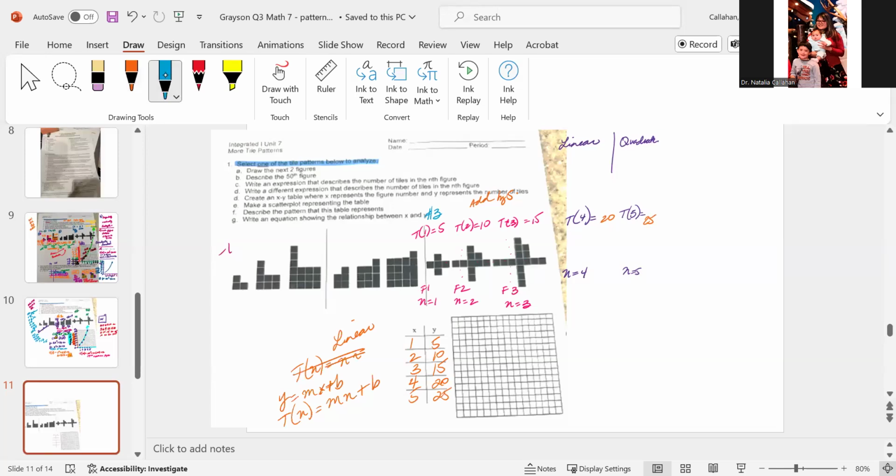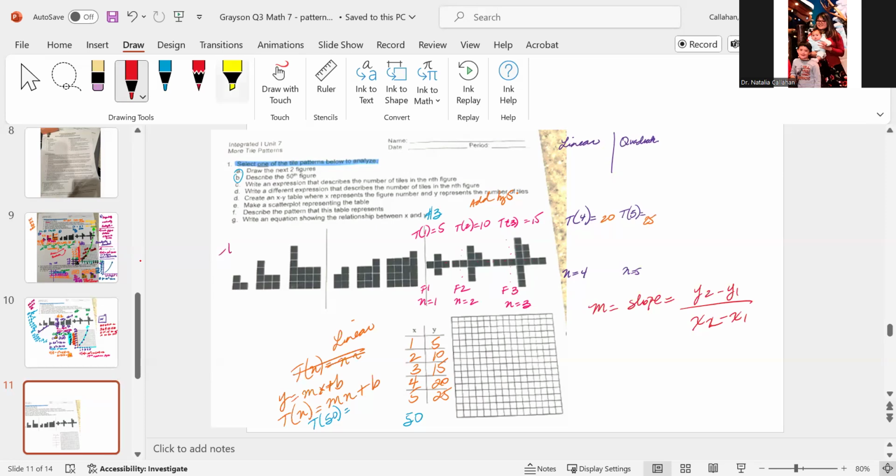Like for example, do you see how b says describe the 50th figure? That means this is 50 right there. Do you see that? So then what I'm gonna do is I'm gonna do T of 50 equals, and you plug it in. Well, you can't do that until we find what m is, right? Now, you know m is a slope, right? What's the slope formula? Good.